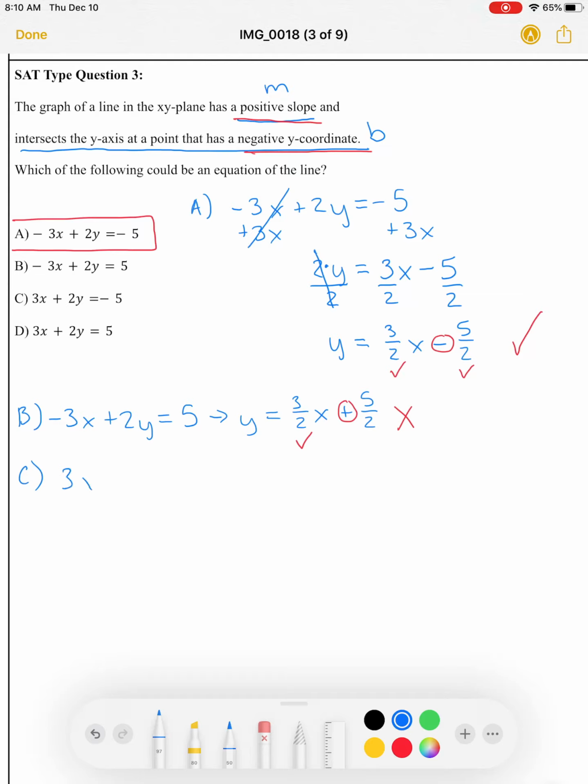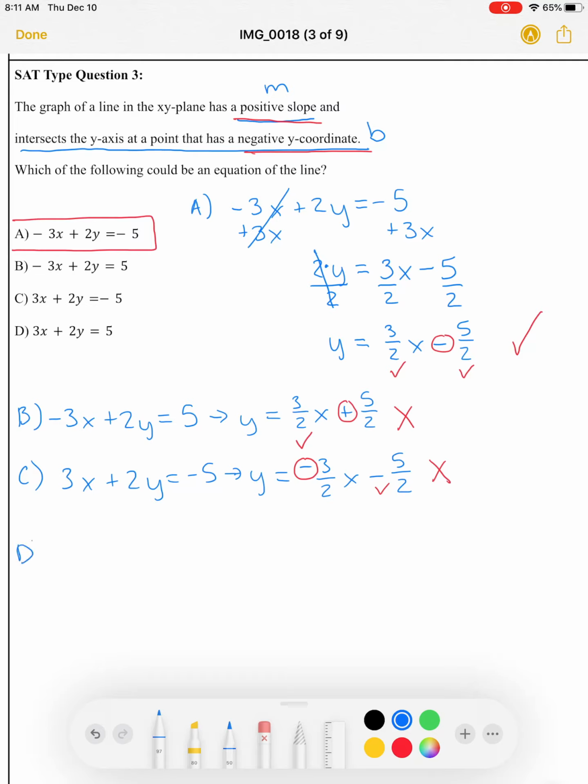Let's check C. If we were to rewrite C in slope-intercept form, we would be left with y equals negative 3/2 x minus 5/2. So let's do the check here. This one has a negative slope. We wanted a positive slope, so without even checking the y-coordinate, we know this is not the answer. If we check the y-coordinate, it does have a negative y-coordinate, but because the slope is the incorrect value, this is not the answer.